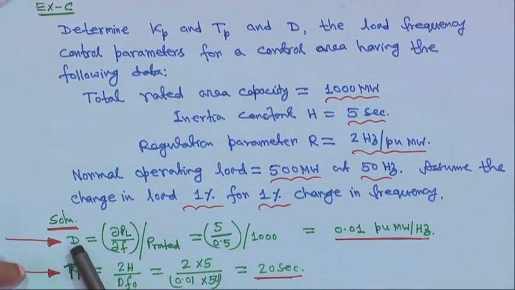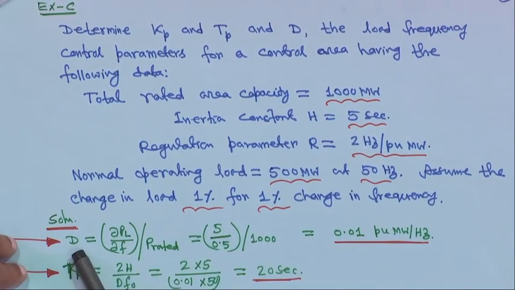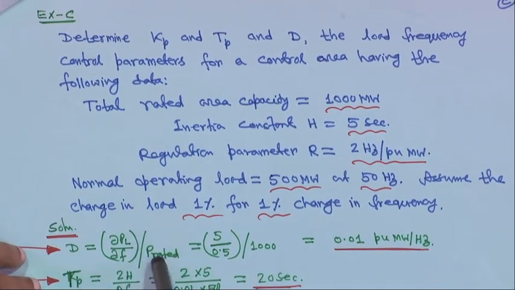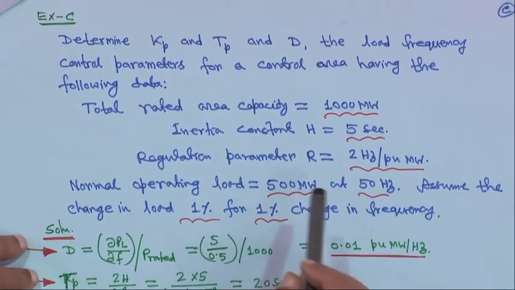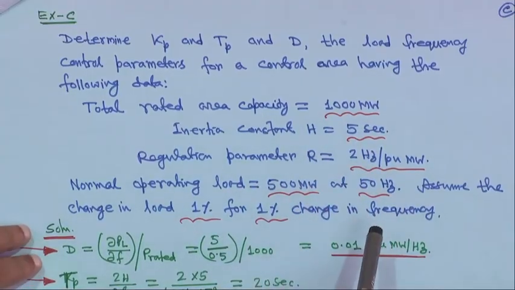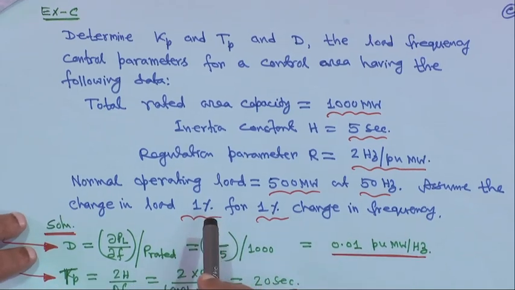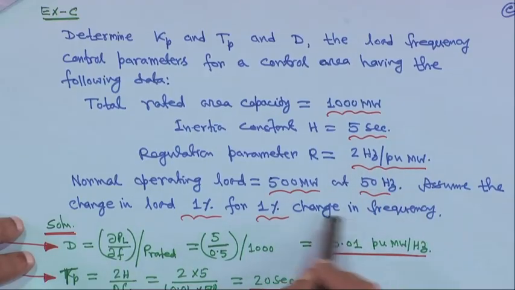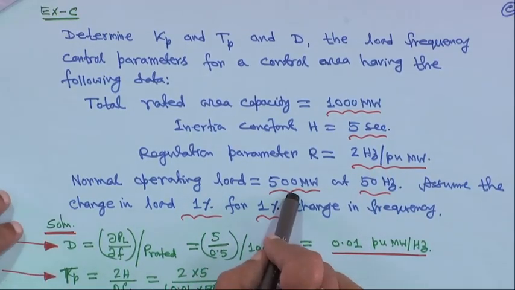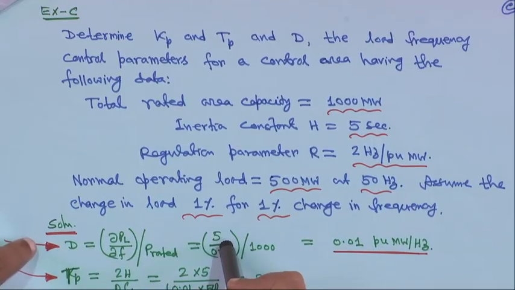Now first you have to find out D. D is equal to del PL upon del F divided by the rated capacity, then D will be in per unit, right? So del PL: the total area rated capacity is 1000 megawatt, and the change in load is 1% for 1% change in frequency. The normal operating load is 500 megawatt. Therefore 1% of 500 is actually 5 megawatt. So delta PL is actually 5 megawatt.